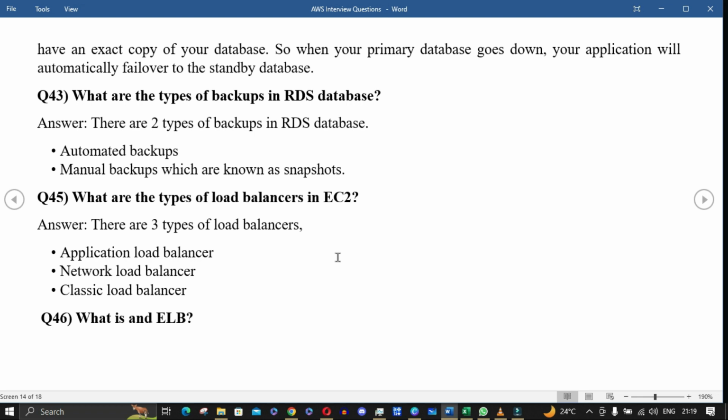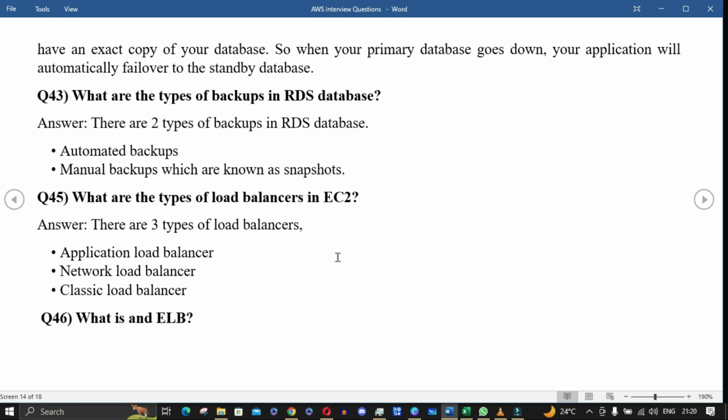Question number 43. What are the types of backups in RDS database? There are two types of backups in RDS database: automated backups and manual backups, which are known as snapshots. What are the types of load balancing in EC2? There are three types of load balancing: application load balancer, network load balancer, classic load balancer.